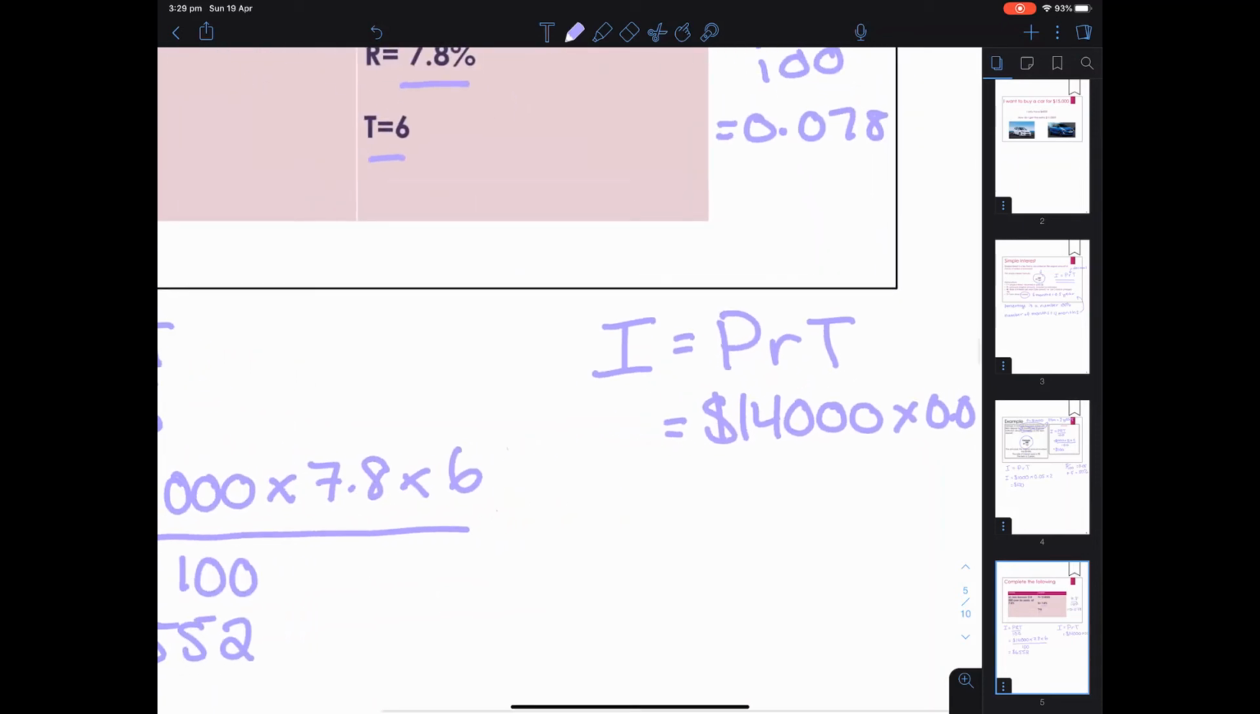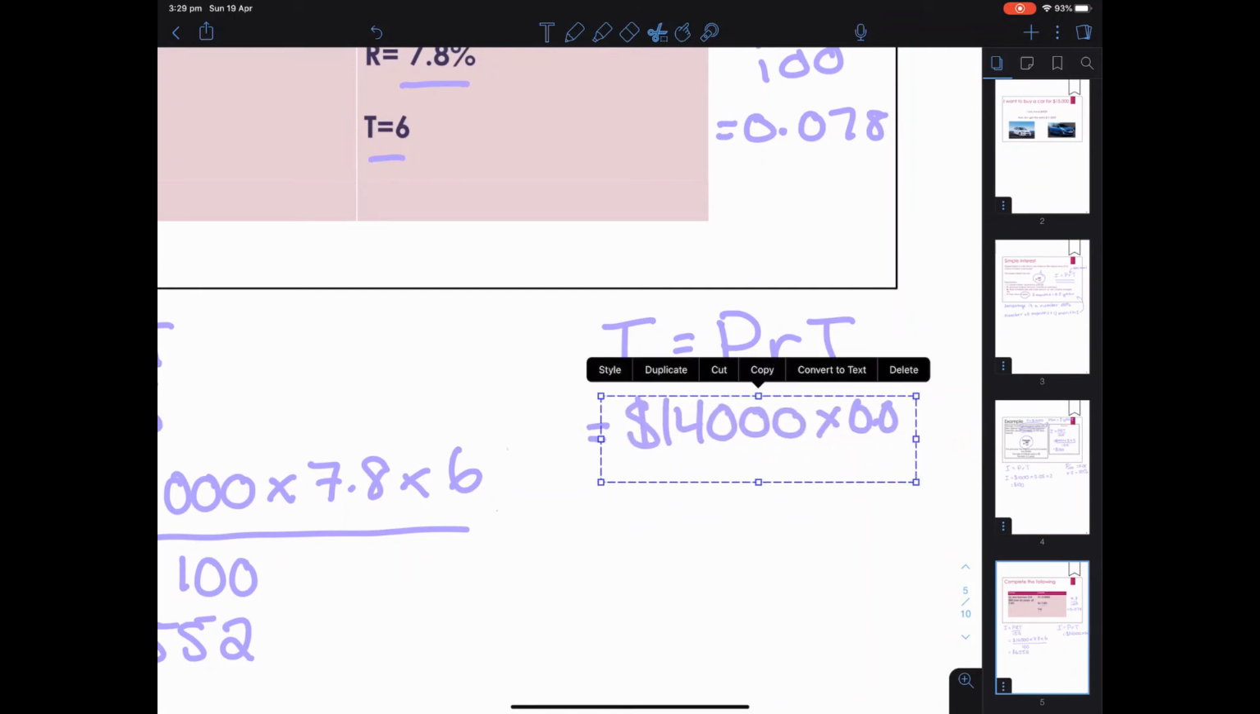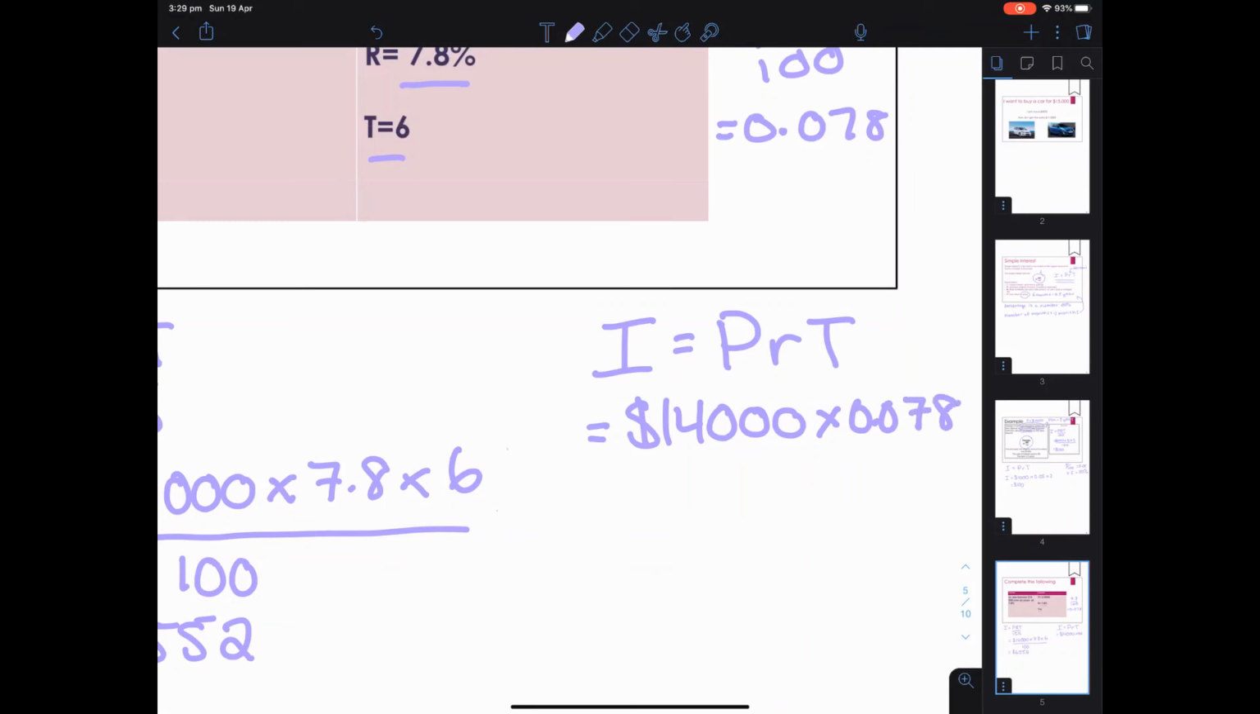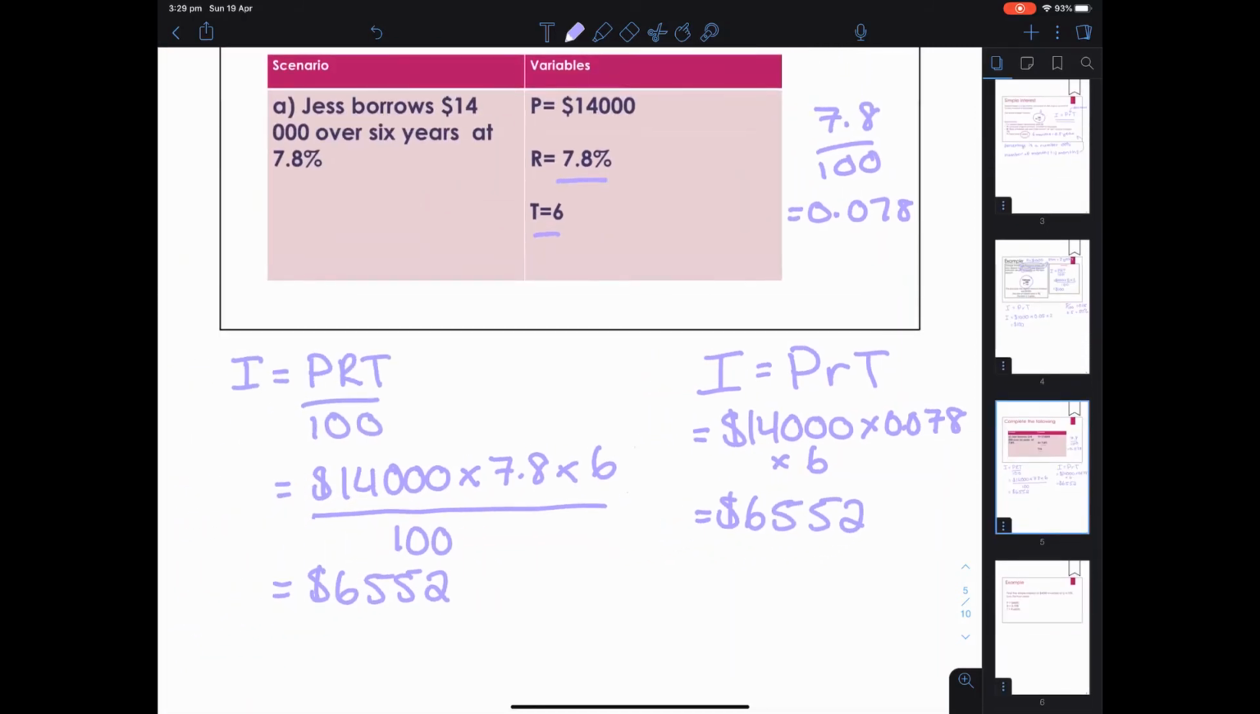Oh, I've run out of room. Let me just move that over so that we have a little bit more room. 0.078. And then we're going to times by our time of 6. So if we do 14,000 times by 0.078 times by 6, we're going to get $6,552. It's the same as what we got over here, which means that we've done it right both times. Once again, you can do whichever form of that rule is best suited to you.